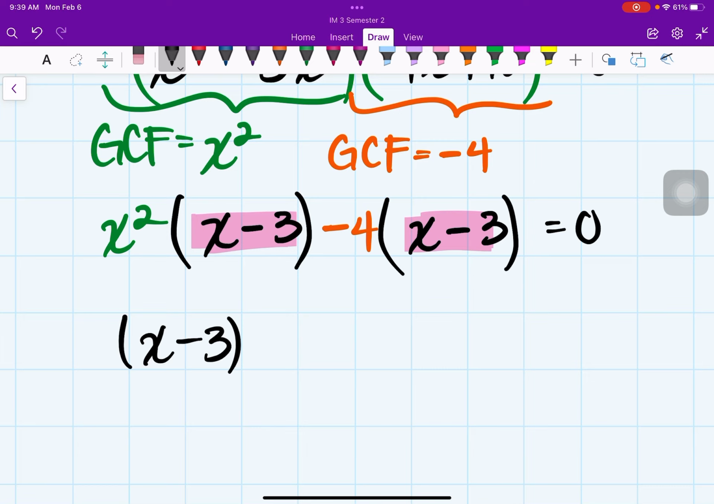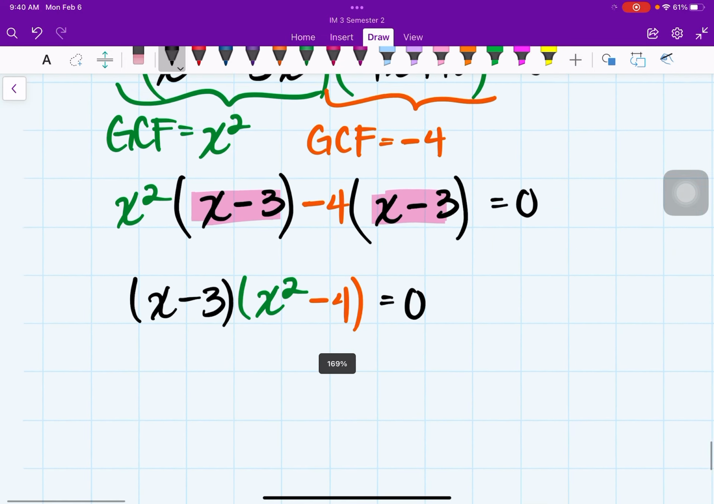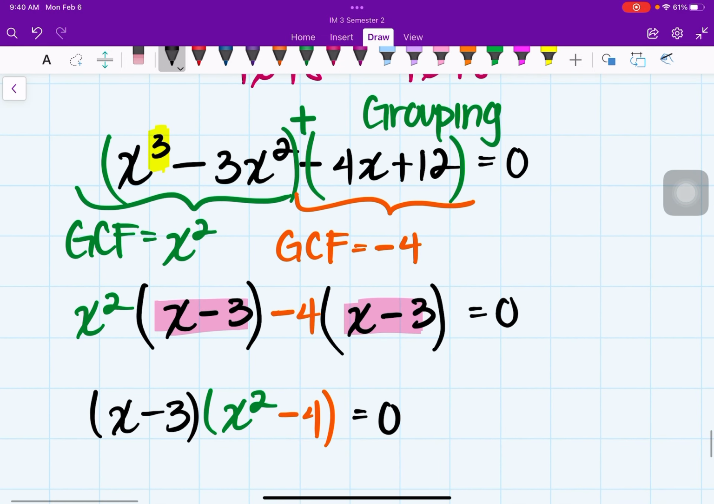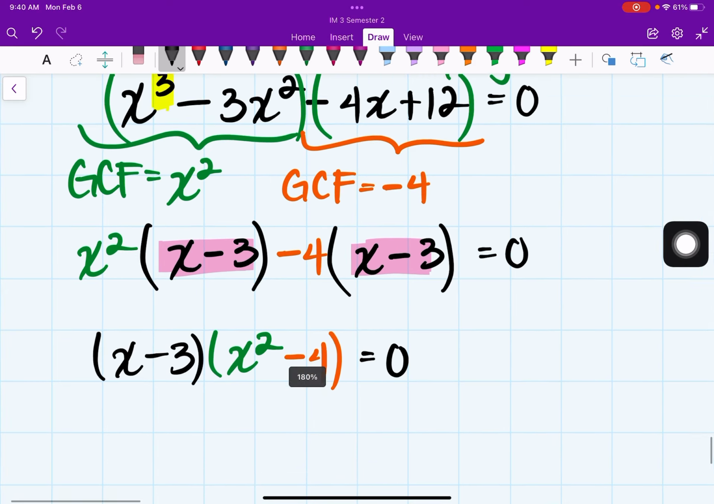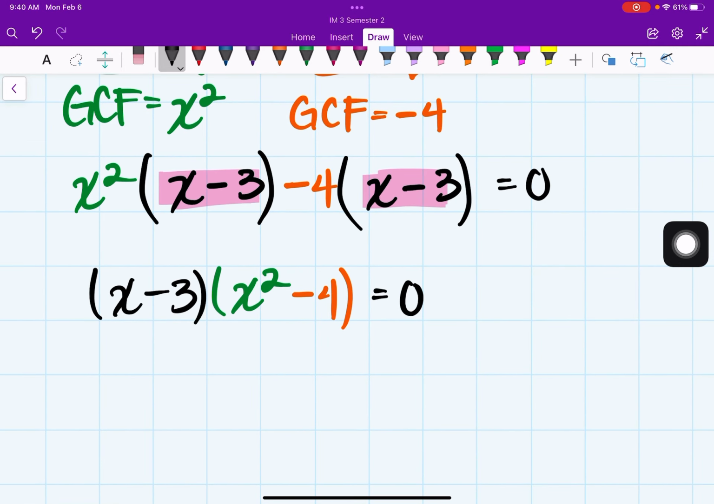And then the other binomial in this case is composed of what was taken, the first GCFs, which is x squared and then negative 4. And all of that is equal to 0. So in this case, guys, we're focused on solving for x. Hopefully I didn't lose anybody on this process here, but once again, that is grouping. Because I had 4 terms in this case, the highest one was a 3. I couldn't do the diamond method, but I could do something else.